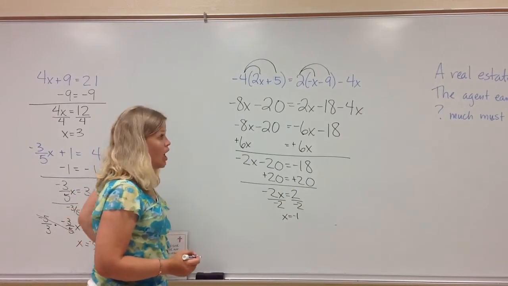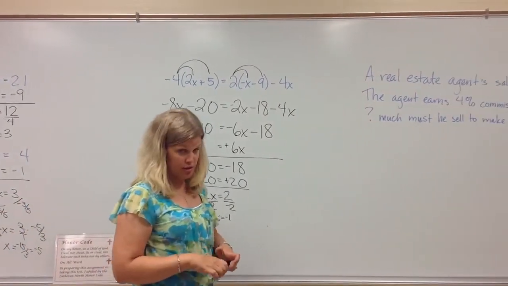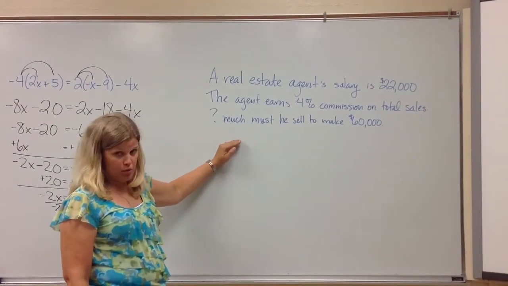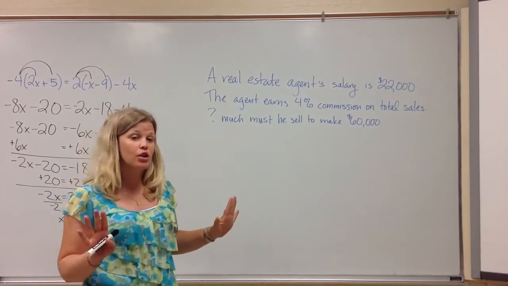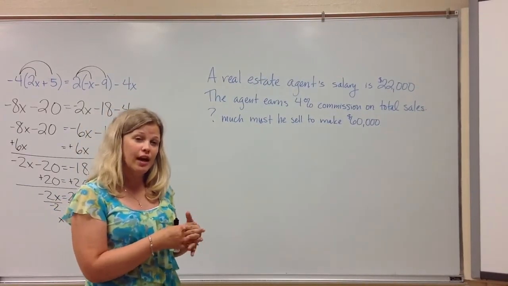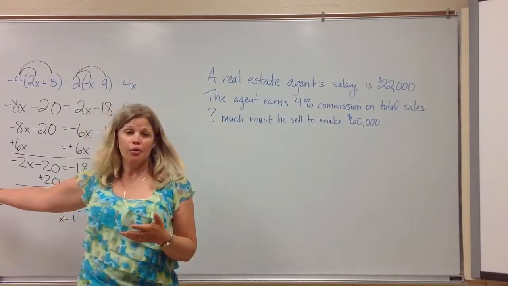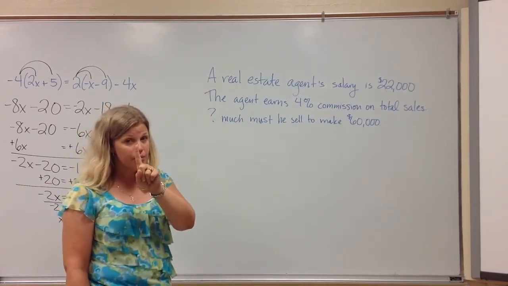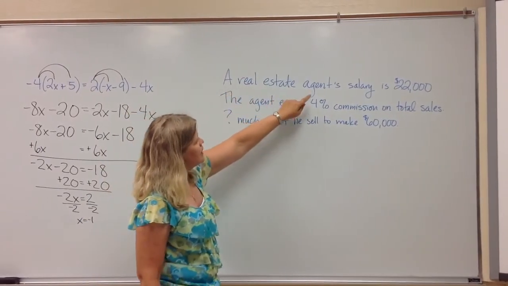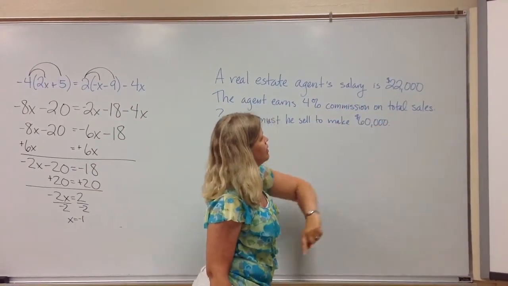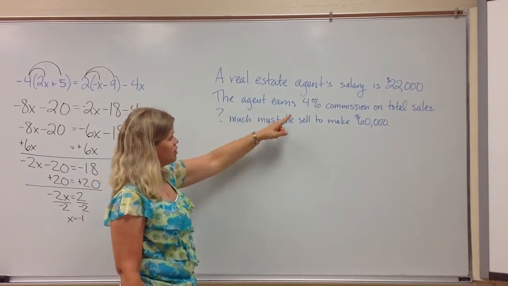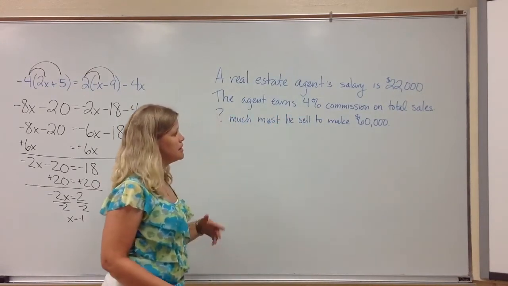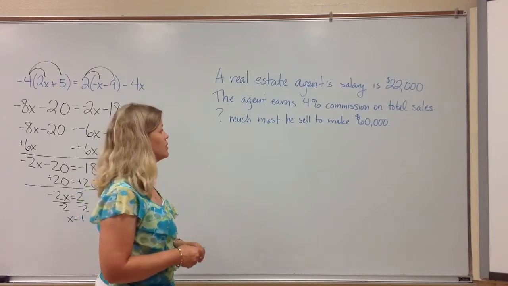Okay? Now, just in case you thought this was getting too easy, we do have a little bit of a word problem to look at. But this is no different than what you did on that Roman numeral page and what we've just finished. Let's read it together. Always the important part. A real estate agent's salary is $22,000. The agent earns 4% commission on total sales. How much must he sell to make $60,000?